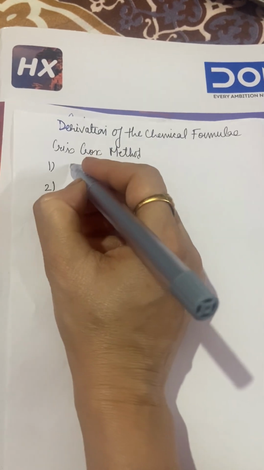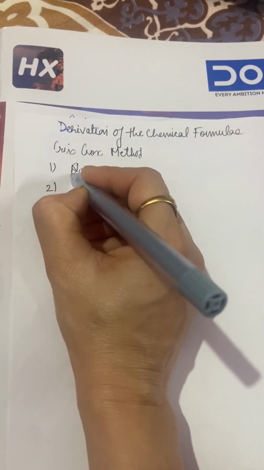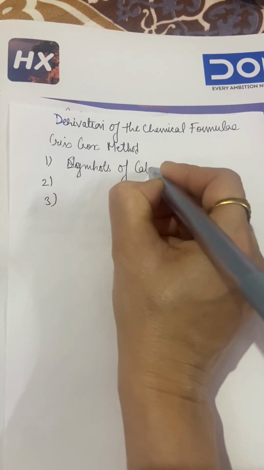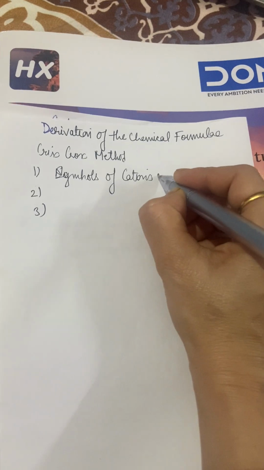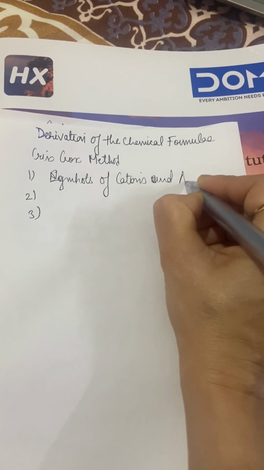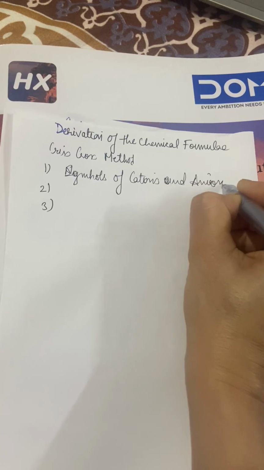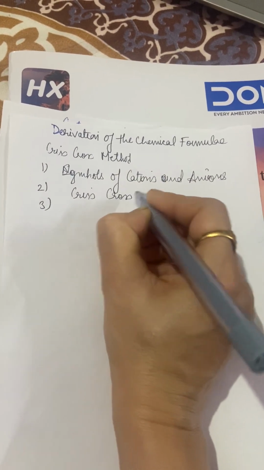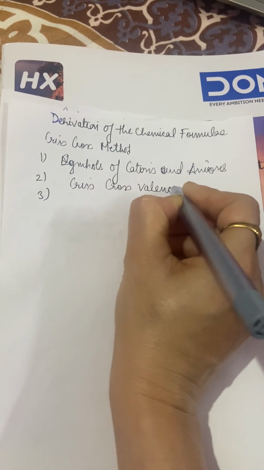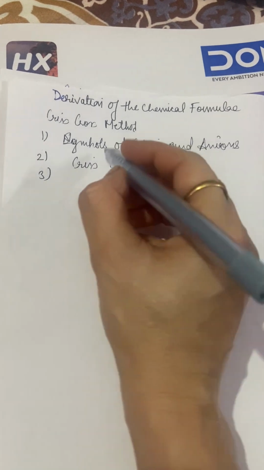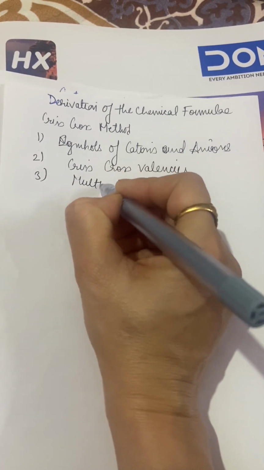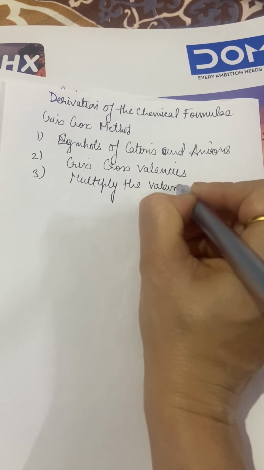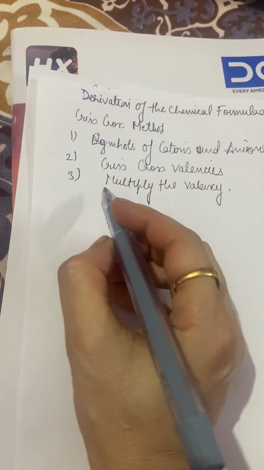The first rule is to write the symbols of cations and anions with their valencies, right? The second is to crisscross their valency. And the third is to multiply the valency with the atom. Right? Now, let me take one example.